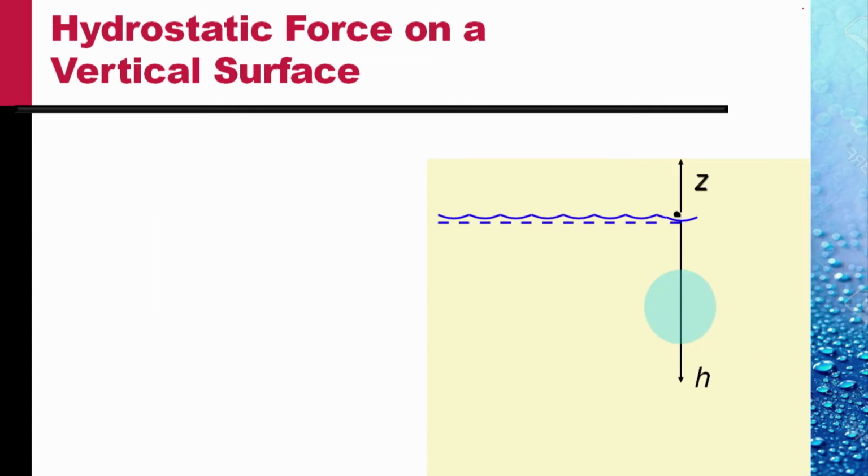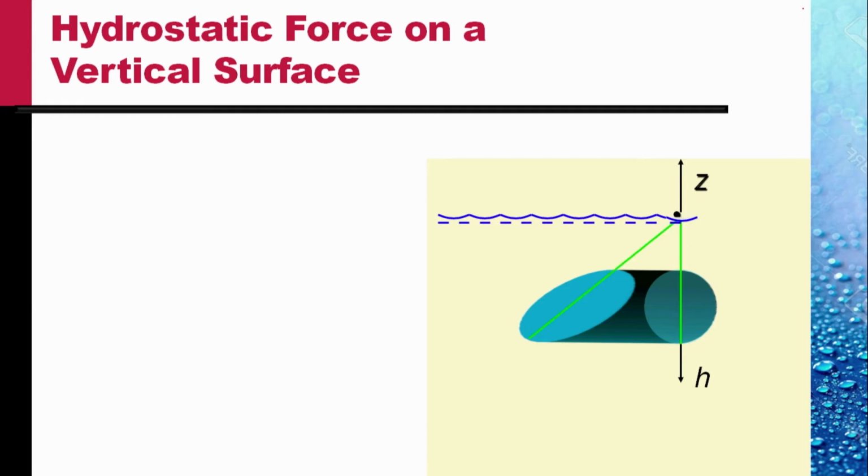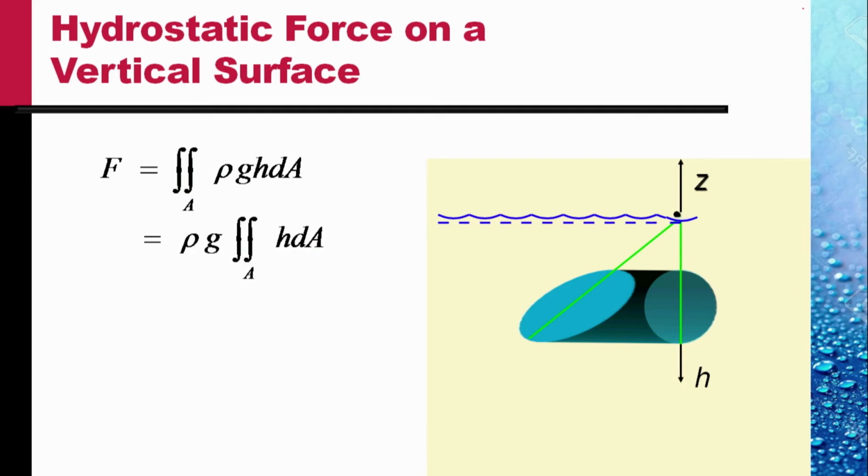Let us consider another geometry, a circular plate. The pressure prism on the circular plate would look like this. This is the hydrostatic pressure variation, and the force would be the integral of rho g h times dA over the whole area A, which is rho g times the integral of h dA. The integral of h dA can be written as the depth of the centroid hc times the area of the plate A.